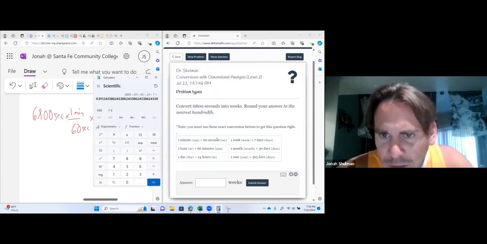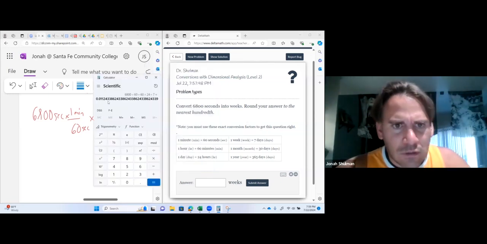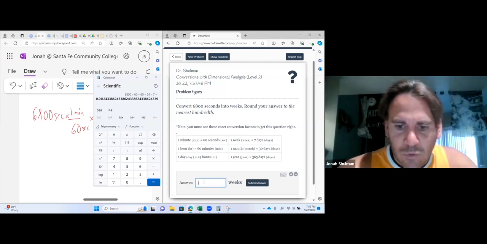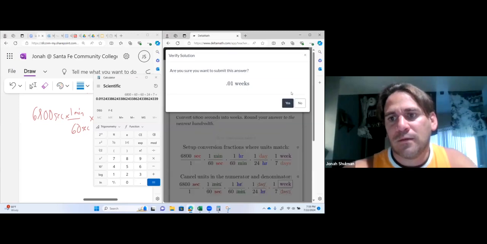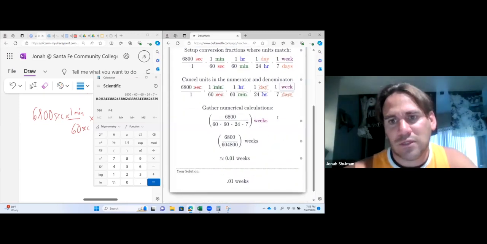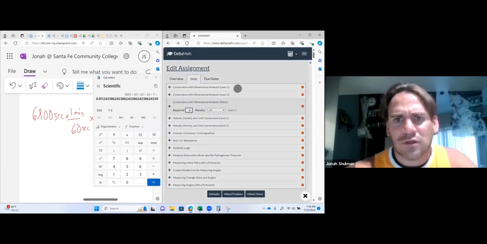0.011 of a week. Round to the nearest hundredth. So that's 0.01 with another one, so it's just 0.01. Not a lot of a week. Ta-da! Theirs looks a lot nicer than mine. This is another way, gather them. I like to gather. This is the other way. Okay, so let's do another conversion.